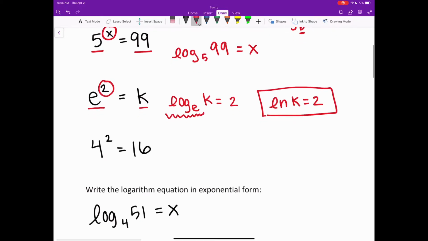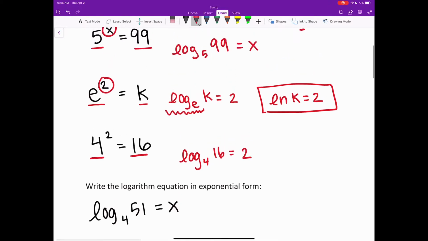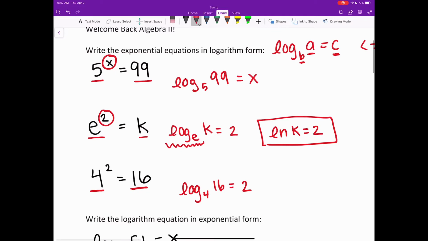Let's do one more. Base of 4. So I'm going to start this out. Log base 4. 4 is being raised to a power of 2 equals this 16. So log base 4 of 16 has to be equal to my power of 2. That's going back and forth between our exponential and logarithm form.